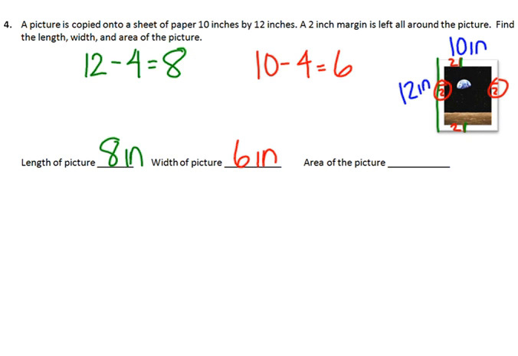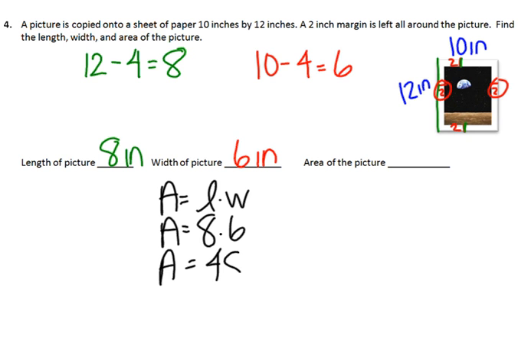Then from there, kind of like the first one, we can find the area by doing length times width. So that's going to be 8 times 6, and a total area of 48 square inches. Again, notice how the units change to square inches when I find area.